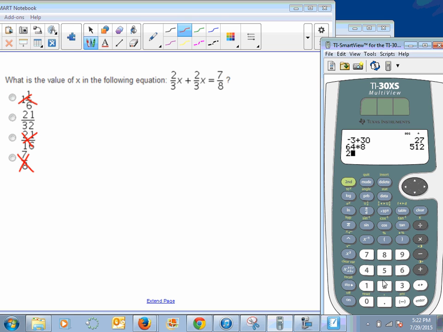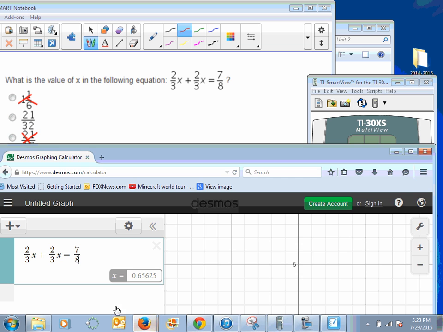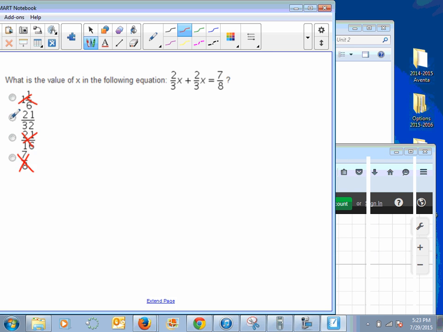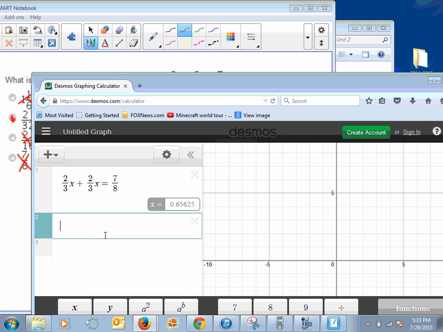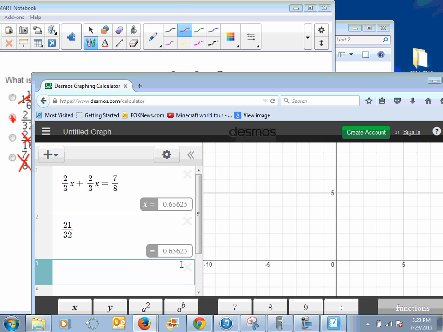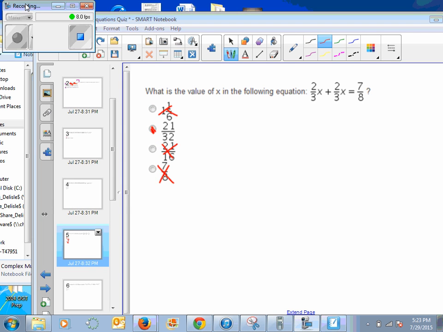But let's just see here. 21 divided by 32, and you see you get that 0.65625, which is what we had there. So we can see that 21/32 is our answer. I also think you probably could use this calculator to check that. Let's be sure. Yep, 21/32, and it matches there. So Desmos could be used for that kind of calculation as well. Okay, good luck.